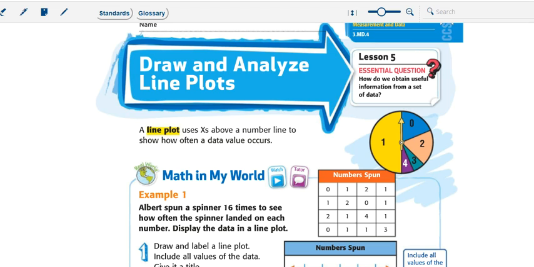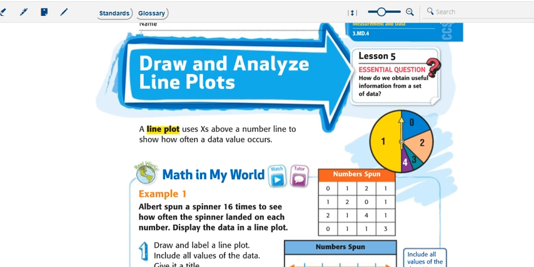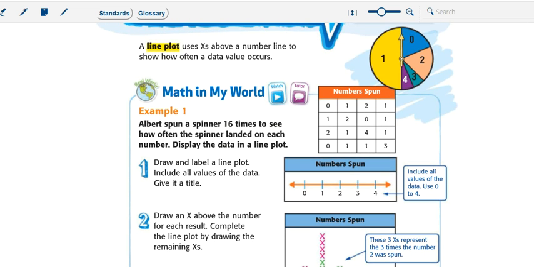So today we're going to work on lesson number 5, page 715, okay? Draw and analyze line plots. Please open up your books on page 715. Now, what is a line plot? A line plot uses x's above the number line to show how often a data value occurs. Remember that we saw line plots in second grade? So this is almost like a review for you guys.